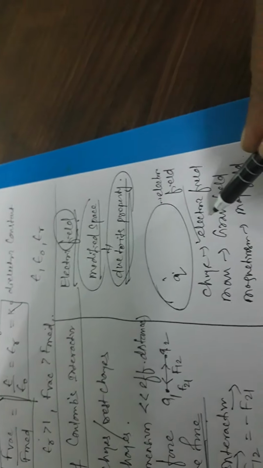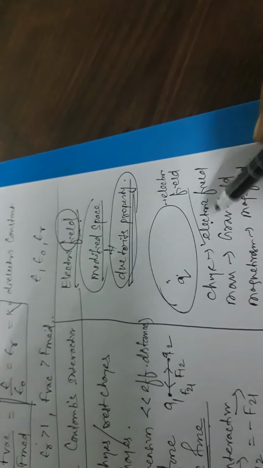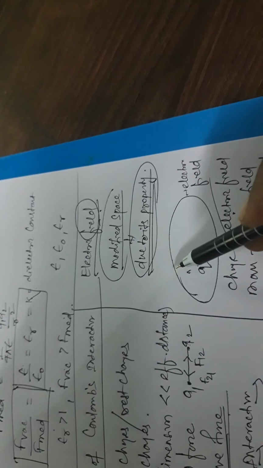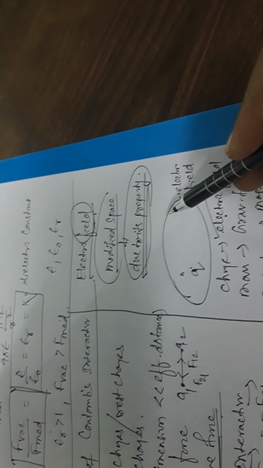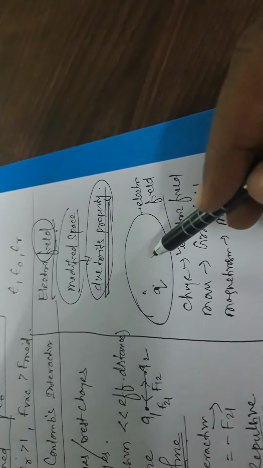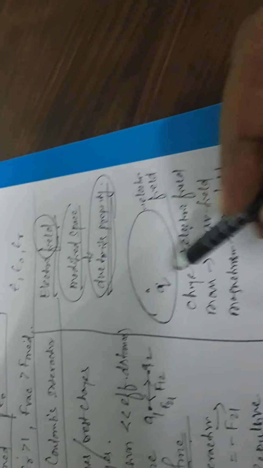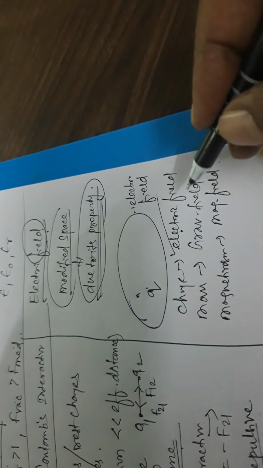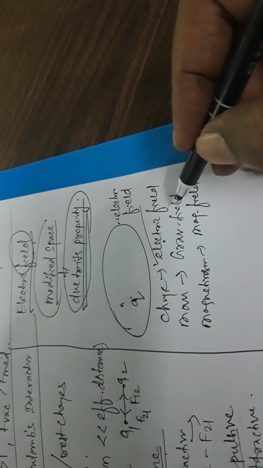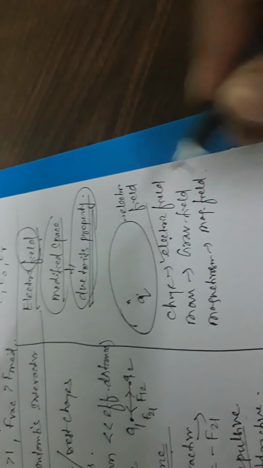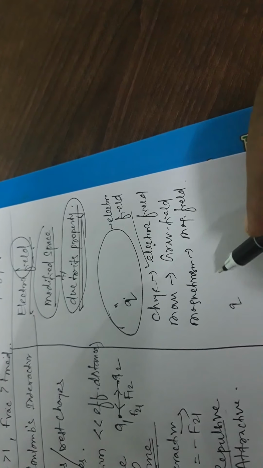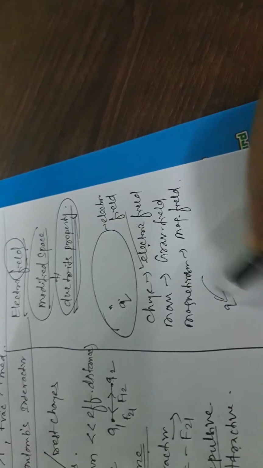So how do you define it? Electric field is the region or space around a charge or group of charges in which electric force can be experienced by any other charge. You see, an isolated charge cannot exert force on itself. Suppose a single charge is there. Can you expect that a single charge will experience the force on itself?